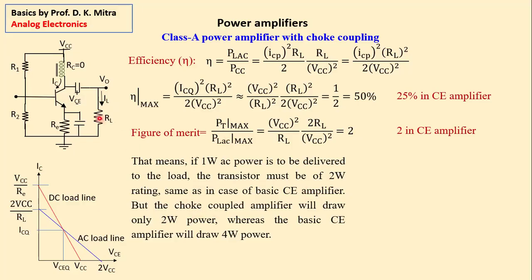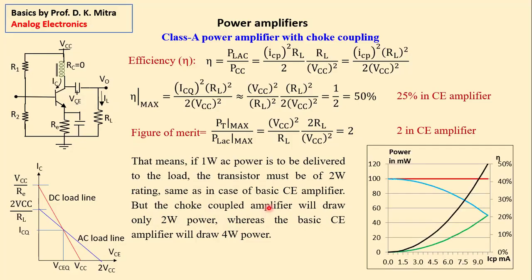But what is the benefit of the choke coupled amplifier? The amplifier will draw only 2 watt power, whereas the basic common emitter amplifier will draw 4 watt power because their efficiency is double.